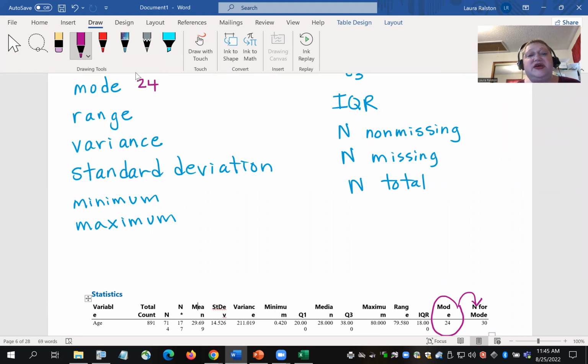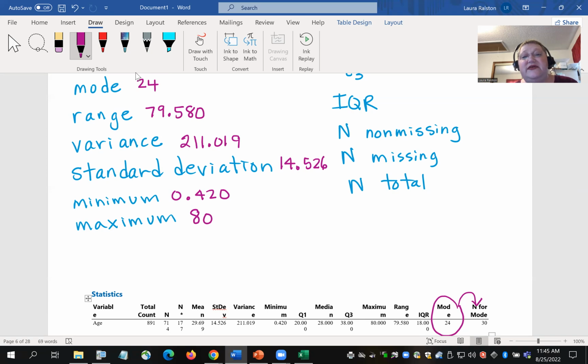The range is 79.58. Variance is 211.019. Guys, MINITAB has done all the work for you. The standard deviation was 14.526. The minimum, there was one that was 0.42, so you had an infant, most likely, because they're not even a year old. The maximum, you had an individual who was 80.